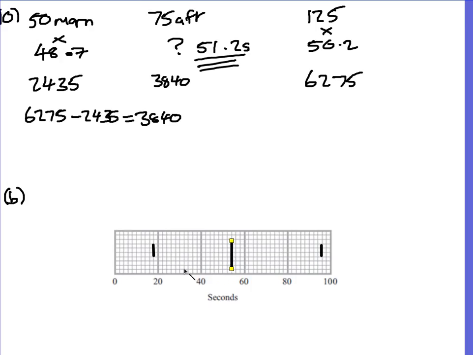We've then got the lower quartile was 32 seconds. And then we've got the upper quartile was 72 seconds. We then connect the box up to create the box, and then we join the greatest and lowest values there.